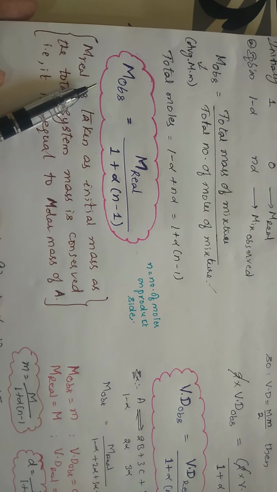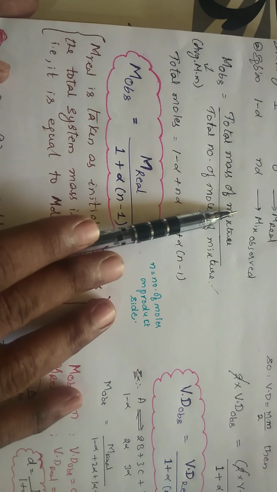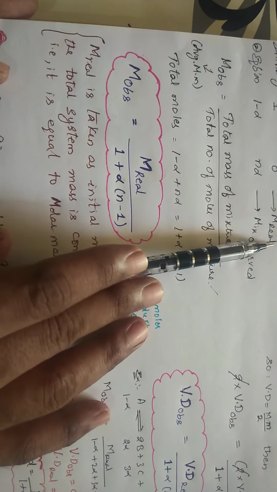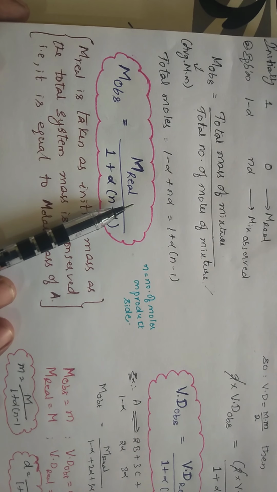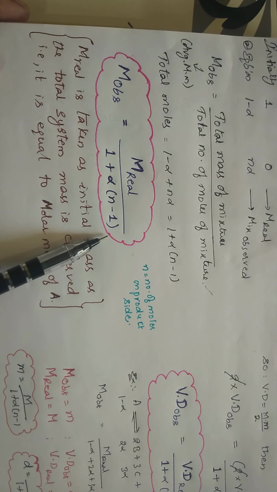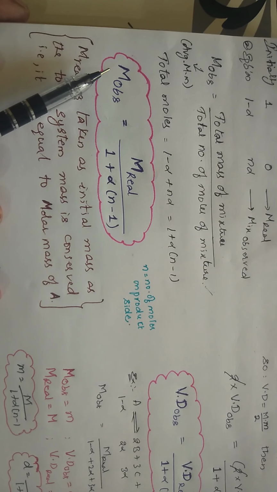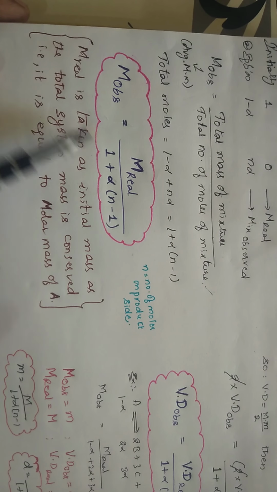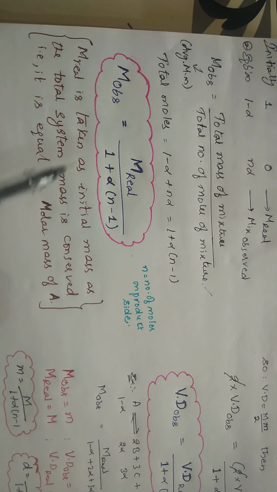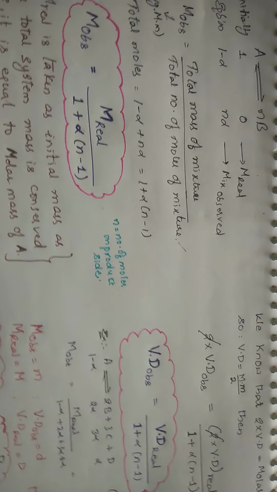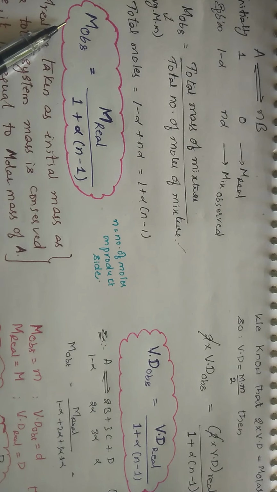So M observed will be equal to, here instead of the mass of the mixture, we can take this one. Why? Because the mass is already conserved. The real mass is conserved. Divided by 1 plus alpha into n minus 1. And we know that the real mass at the initial state of the system is totally conserved. Okay. And we know that molecular weight is nothing but 2 into vapor density.